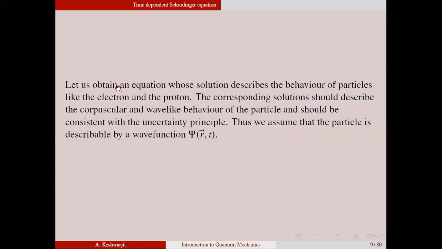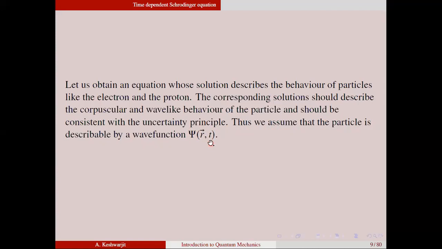Now, let us obtain an equation whose solution describes the behavior of particles, like the electron and the proton. The corresponding solutions should describe the corpuscular and wave-like behavior of the particle and should be consistent with the uncertainty principle. Thus, we assume that the particle is describable by a wave function, represented by capital psi, and this capital psi is a function of position and time.